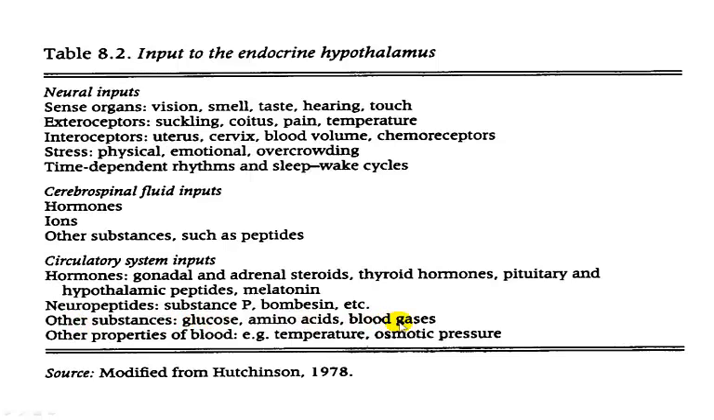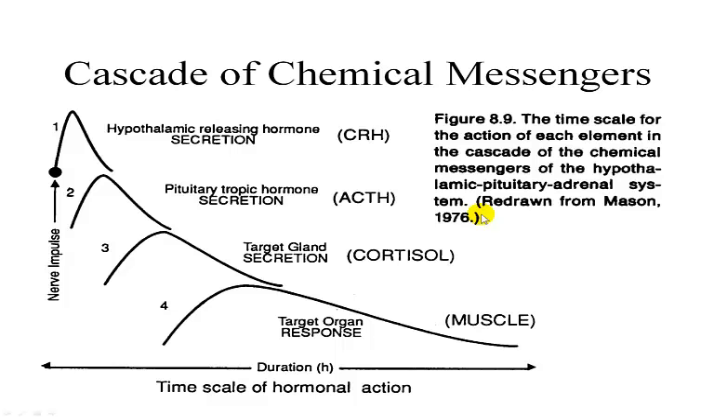Other substances such as glucose, amino acids, and blood gases. Amino acids are pretty potent stimuli for the growth hormone axis, so growth hormone releasing hormone having to be released to increase growth hormone secretion and plasma levels in response to certain amino acids. And then other properties of blood such as temperature and osmotic pressure, as I said up here. So the source is given in this table.